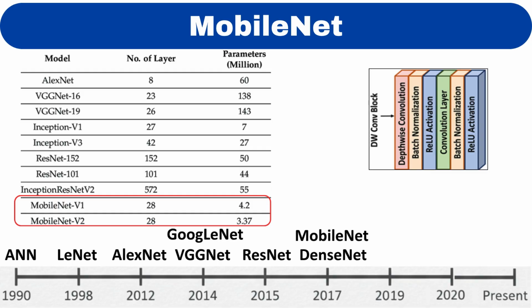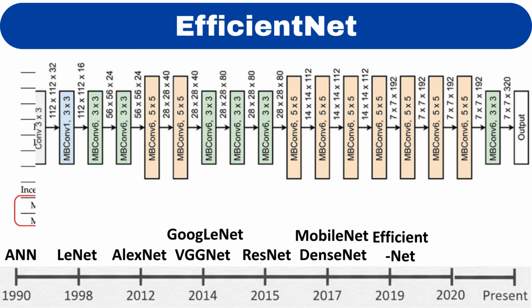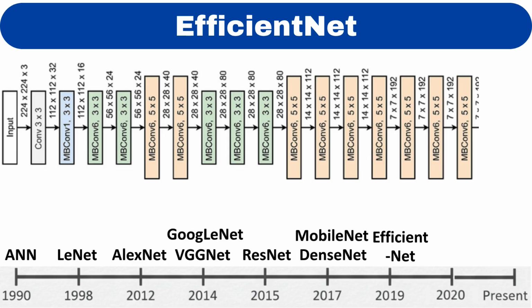Then in 2019, Google introduced EfficientNet. Instead of scaling width, depth, or resolution separately, it introduced compound scaling, which balanced all three. This made models far more efficient. EfficientNet achieved top accuracy with fewer parameters and became a go-to backbone for many vision tasks. This proved that better design could outperform raw size.